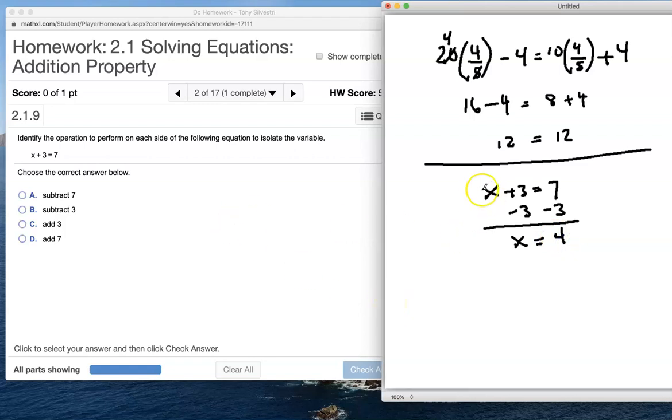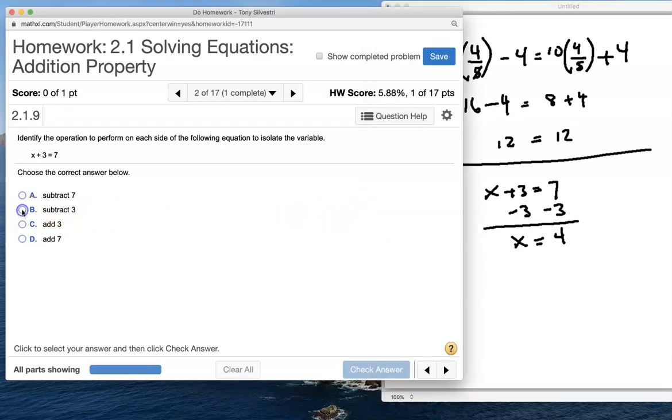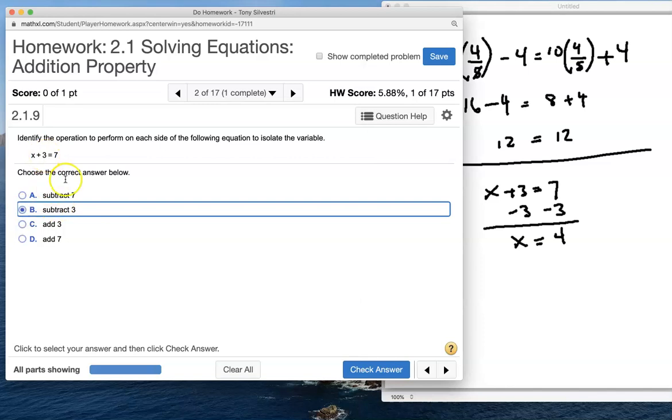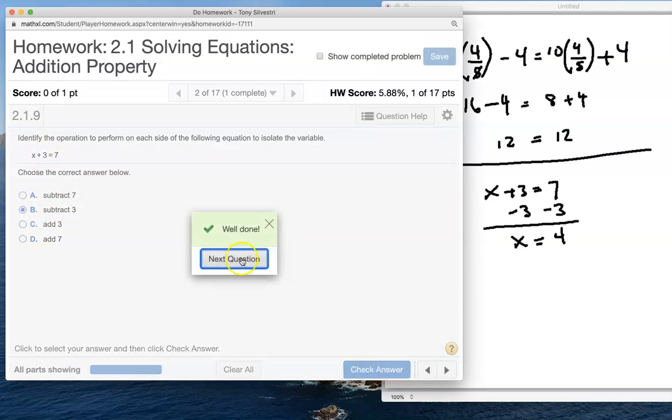That's the magic of algebra. You do the opposite operation, but you do it on both sides. Equations are balanced. Whatever you do on one side, you do on the other. But they don't want that. Actually, all they wanted us to do is just say we have to subtract 3 from both sides. That's all we wanted to do.